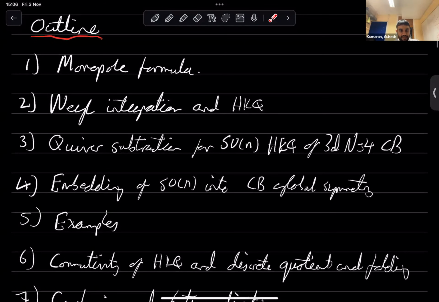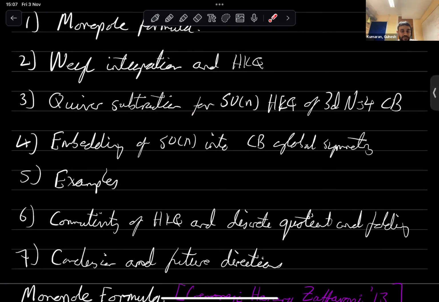To outline what I'm going to speak about today, I'll say a few words about the monopole formula, since this is what will be essential in providing some of our checks. I'll explain how you might do hyper-Kähler quotient through Weyl integration, SUN hyper-Kähler quotients of 3D N equals 4 Coulomb branches. I'll say some words about the embedding of SUN into the Coulomb branch global symmetry. Then I have very many examples, which hopefully will highlight the structure of the moduli spaces that you find using this quiver subtraction technique. Then I'll say some words about how this hyper-Kähler quotient commutes with discrete quotients and folding. Finally, I'll conclude and indicate some future directions.